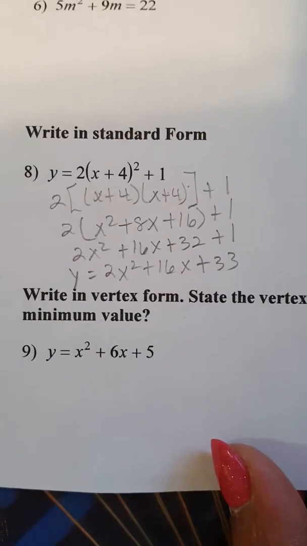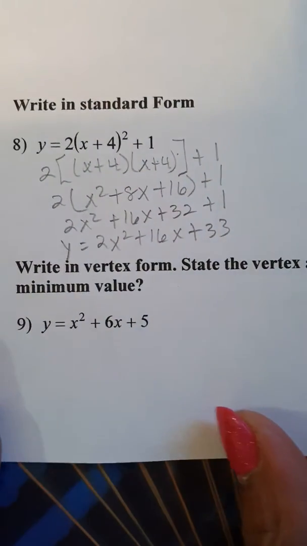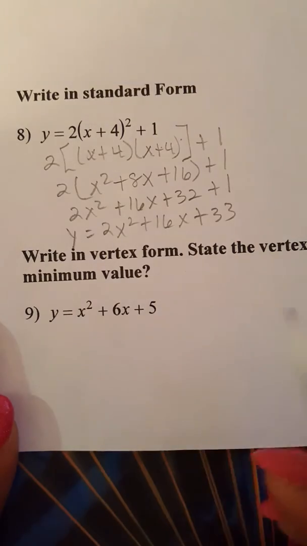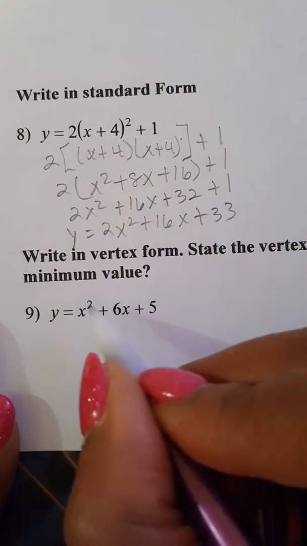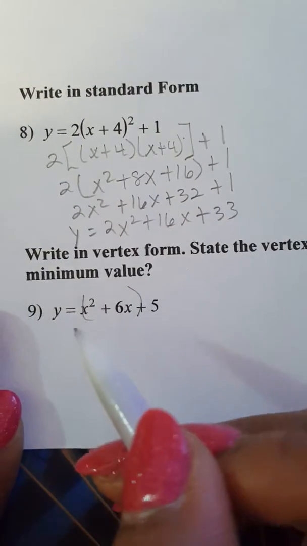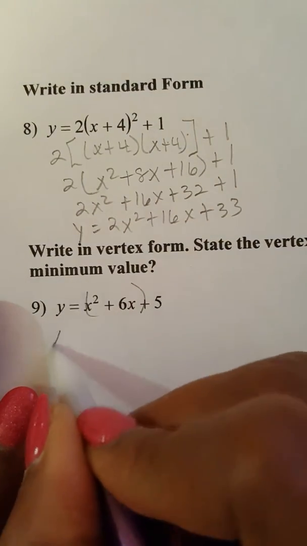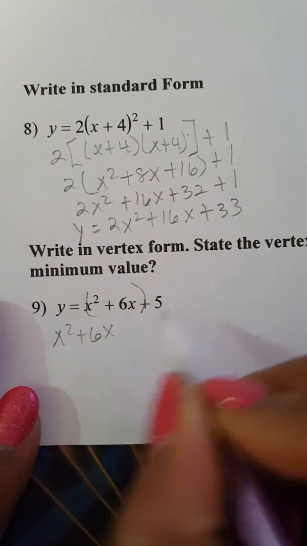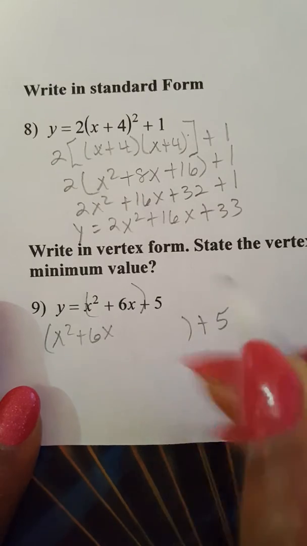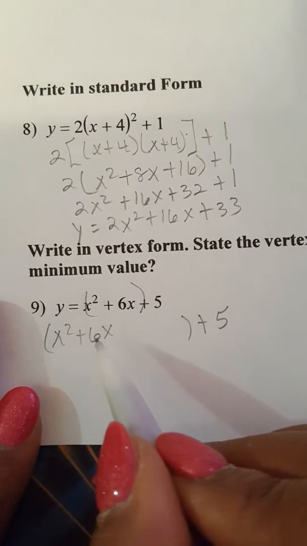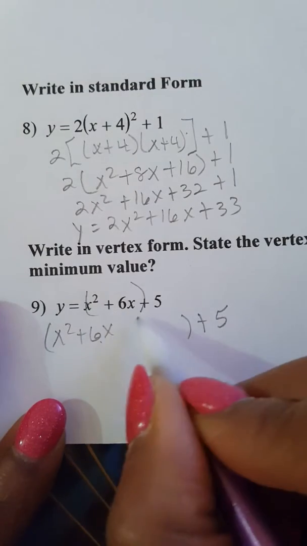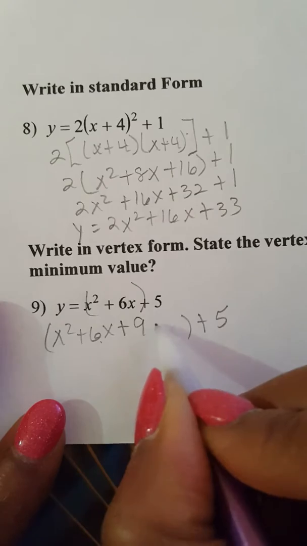Then the next part will be to write standard form into vertex form. And to do this, we group the first two together, and within the parentheses we complete the square. So we'll have x squared plus 6x, plus 5 stays on the outside. Inside the parentheses, we take half of 6 and square it. Half of 6 is 3. Square it is 9. Now we plus it and minus it.